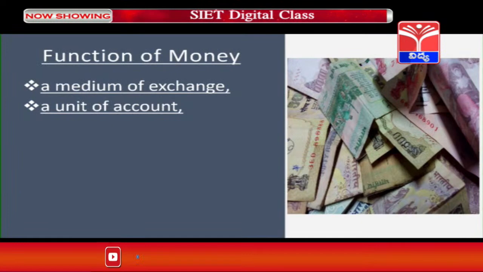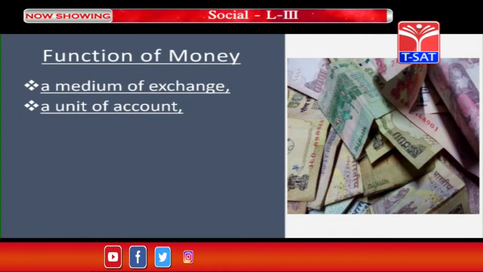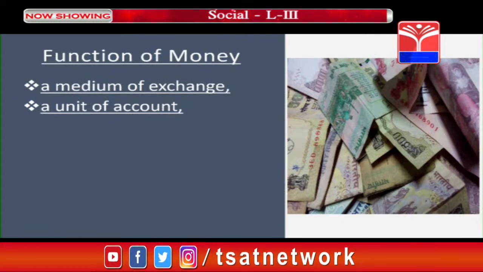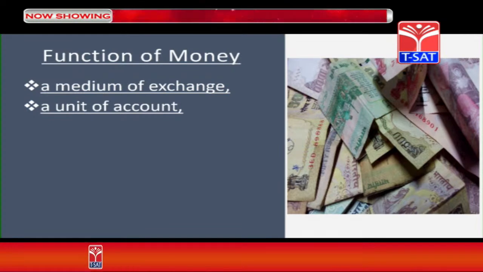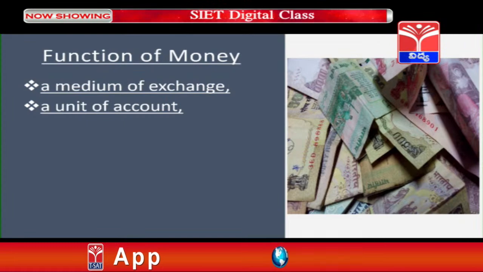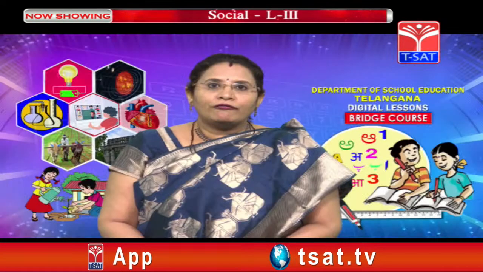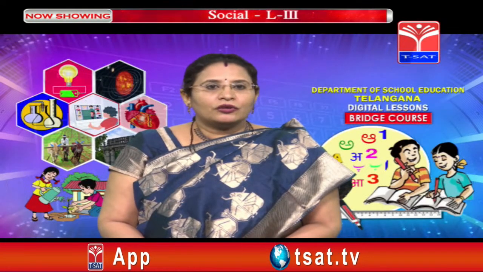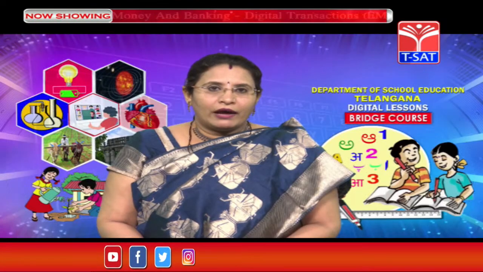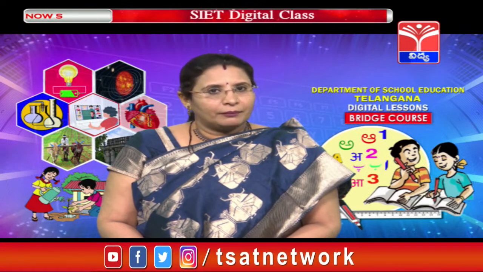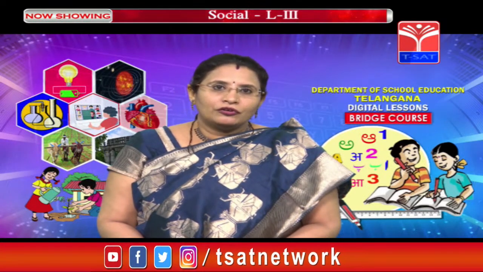The second function is a unit of account. That means every item is considered as a unit and every unit is accountable for a certain value. Say, for example, a pen. A pen is a single unit and it is worth ₹5. That means the value of one pen is 5 rupees. So, it is a unit of account. The next is a store of value. That means you can preserve the money and use it for your future use.